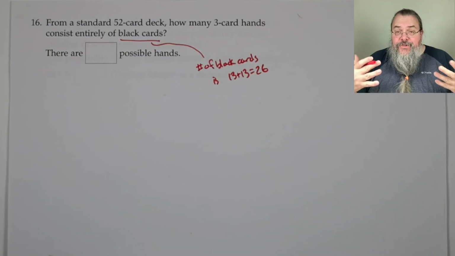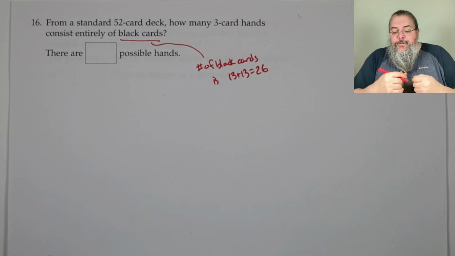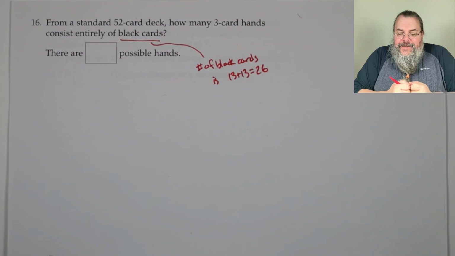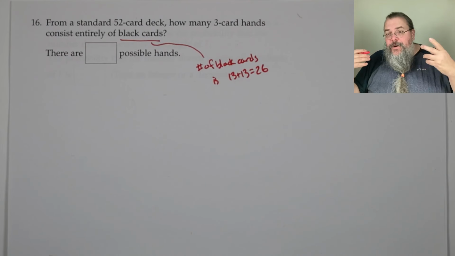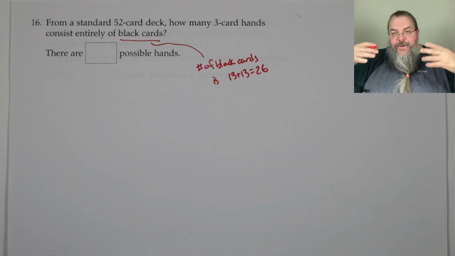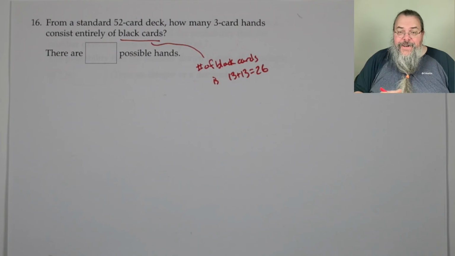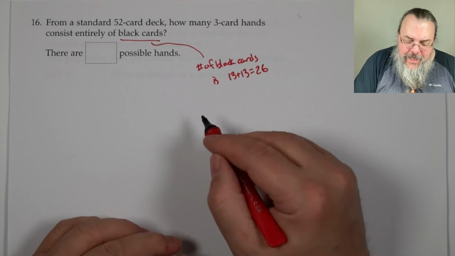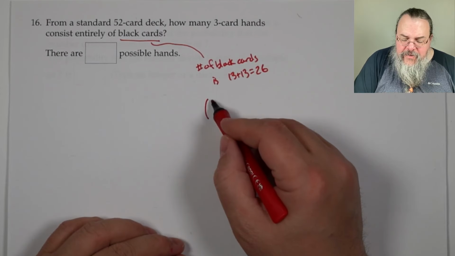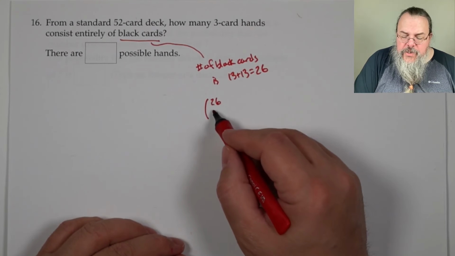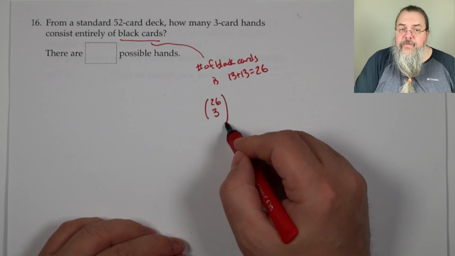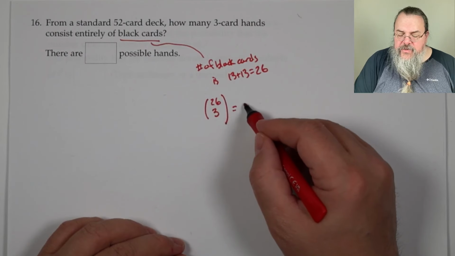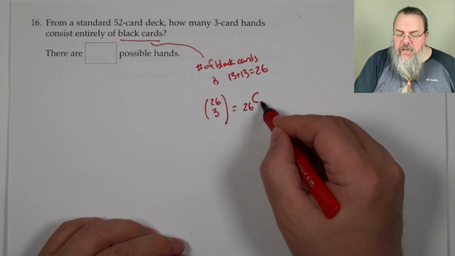And the only restriction that we have is that we have to pick black cards. So it's not like you have to have 1 spade and 2 clubs or any other trickery going on. So I say, okay, from our 26 cards, we're going to choose 3 of them. This was also denoted as 26C3.